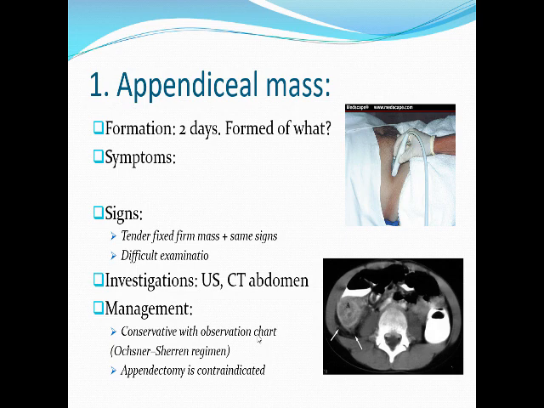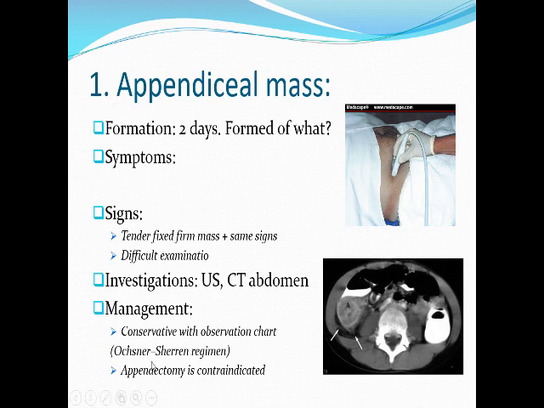This conservative protocol was described by 2 doctors. One of them is called Ochsner and the other is called Sherren, and that's why we call it the Ochsner-Sherren regimen. It includes hospitalization, rest in bed, antibiotics, nothing per mouth, no enema, no analgesic, and the most important of all of these is observation at chart. I have to observe whether the pain increases or decreases, the temperature of the patient, leukocytosis, and with follow-up ultrasound, whether the mass in the right iliac fossa decreases or increases.